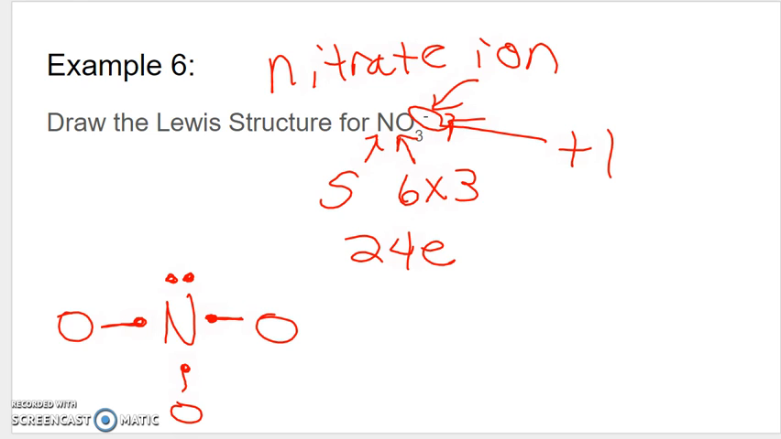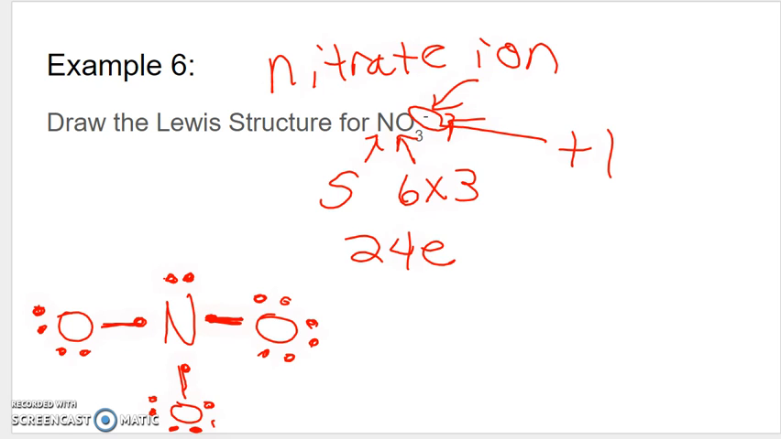Okay, distribute. Right now we have 2, 4, 5, 6, 7, 8. Single bond, by the way. 9, 10, 11, 12, 13, 14, 15, 16, 17, 18, 19, 20, 21, 22, 23, 24.